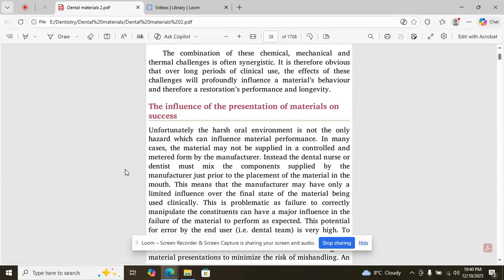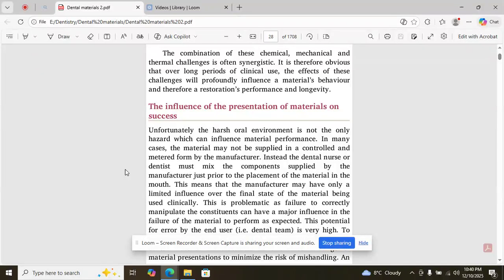The influence of the presentation of materials on success. Unfortunately, the harsh oral environment is not the only hazard which can influence material performance. In many cases, the material may not be supplied in a controlled and metered form by the manufacturer. Instead, the dental nurse or dentist must mix the components supplied by the manufacturer just prior to the placement of the material in the mouth. This means that the manufacturer may have only a limited influence over the final state of the material being used clinically.